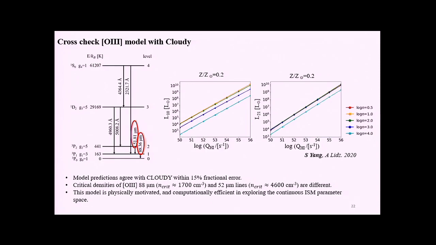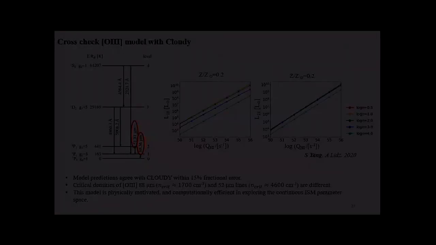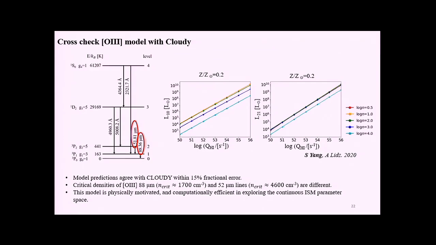The critical density is defined as the gas density where the spontaneous decay rate and the collisional de-excitation rate get identical. So the fact that the 52 micron line luminosity only starts to drop at a higher gas density reflects the fact that the 52 micron line shows a higher critical density than the 88 micron line. Comparing our model with spectral synthesis codes such as Cloudy, the strength is its high computational efficiency, so we can use it to explore the continuous ISM parameter space.